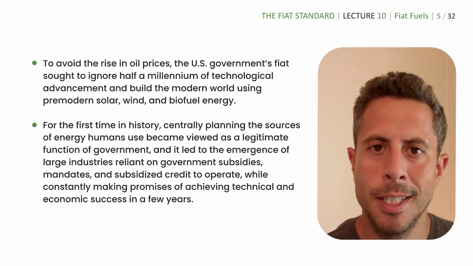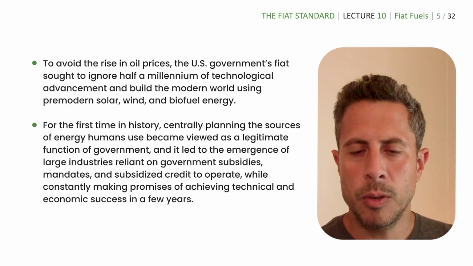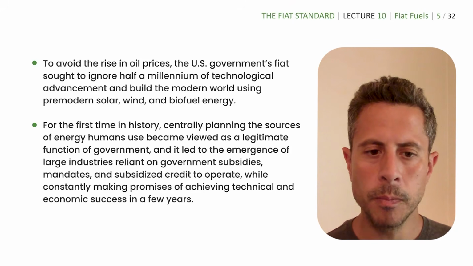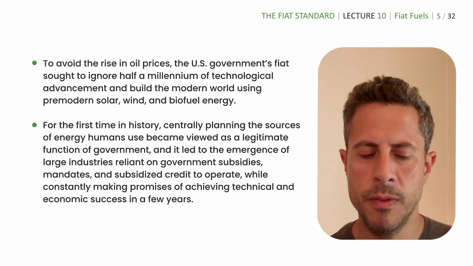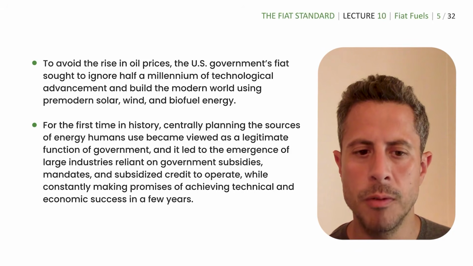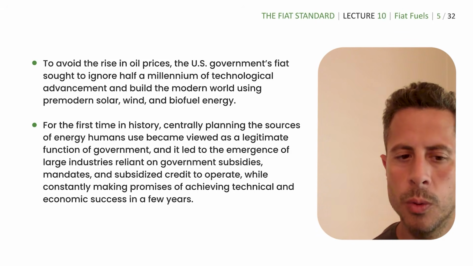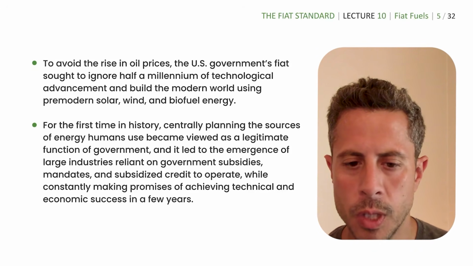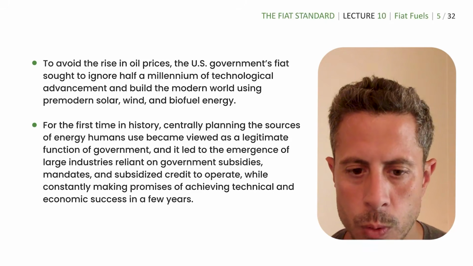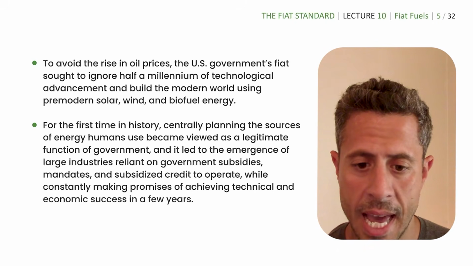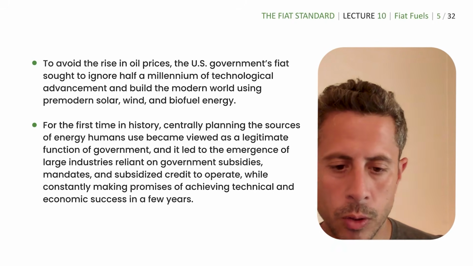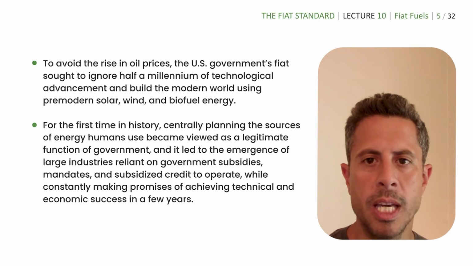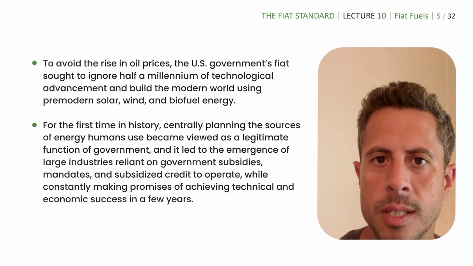But of course, that's not something that people in fiat world need to do, because they can continue to live in isolation from reality, because they have the ability to print money and basically try and buy the reality that they want. So, to avoid the rise in oil prices, the US government's fiat sought to ignore half a millennium of technological advancement and build the modern world using pre-modern solar, wind, and biofuel energy. For the first time in history, central planning the sources of energy humans use became viewed as a legitimate function of government. And it led to the emergence of large industries reliant on government subsidies, mandates, and subsidized credit to operate, while constantly making promises of achieving technical and economic success in a few years.